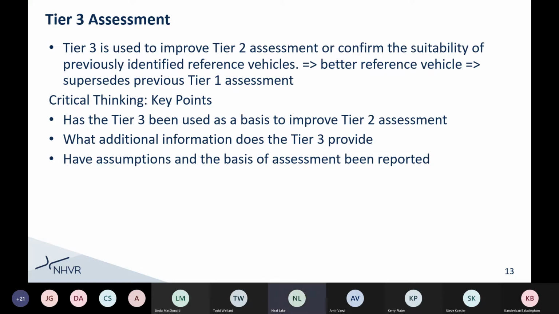It's everything that's not tier 1 and tier 2. And so if someone said to me, oh, we did a tier 3 assessment on this structure, I wouldn't automatically assume that they've done a capacity assessment and assessed reference vehicles. And so it's important to understand the basis of that tier 3 assessment. They could have just gone and looked at cracking in concrete or the strength of the concrete, and there's been no actual calculations done regarding capacity. So then we don't really have a basis to develop better reference vehicles. So that's just something to think about when we get a tier 3 assessment.